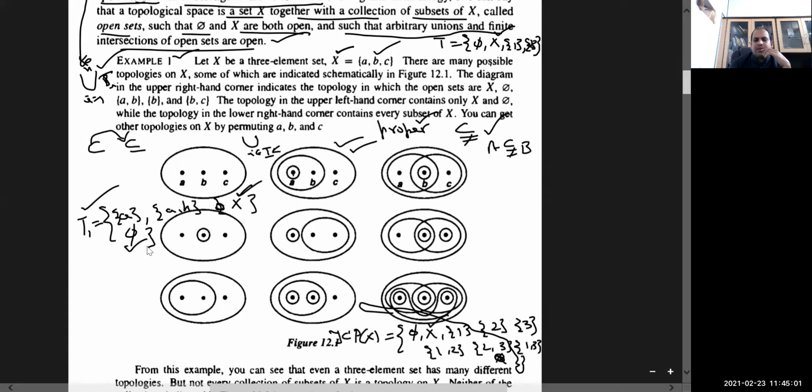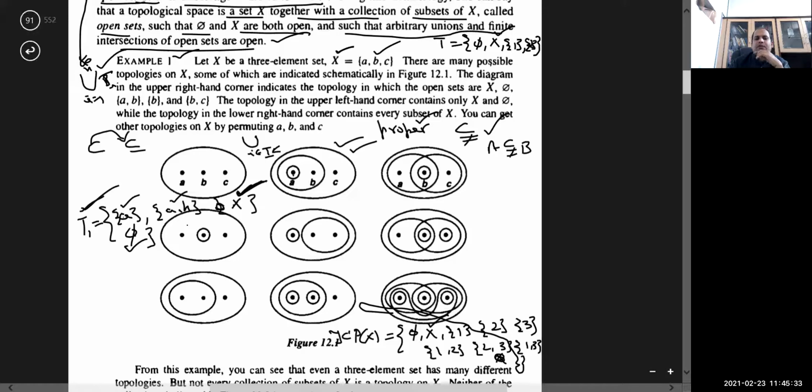Now second, the arbitrary union of elements of a subcollection should be in T. So from this, take any union. Whatever members you take, the union should again be in this one. If I take phi and X, the union will be X. If I choose phi and A, the union will be A, already in T1. If we take A and AB, the union will be AB, already there. A and X, the union is X. Everywhere it is satisfying. Now what about finite intersection?